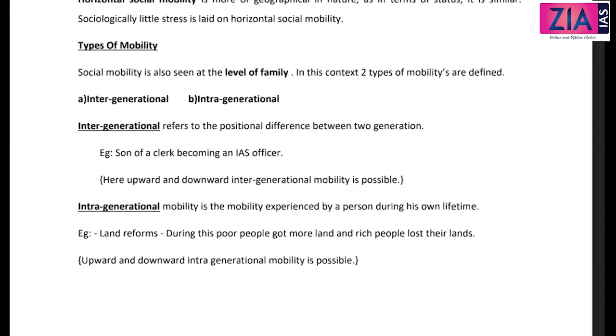Horizontal mobility is more geographical in nature, and in terms of status, it is similar. I've given you the example, right? Sociologically, little relevance is there for horizontal mobility. Now we will discuss types of mobility.